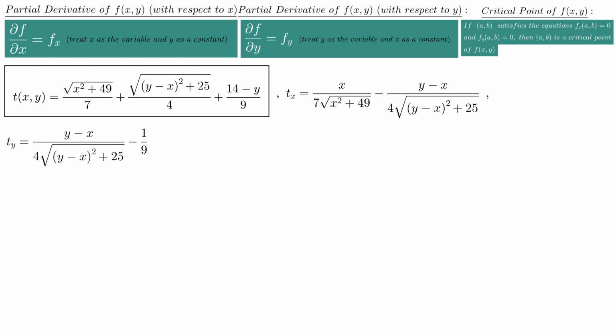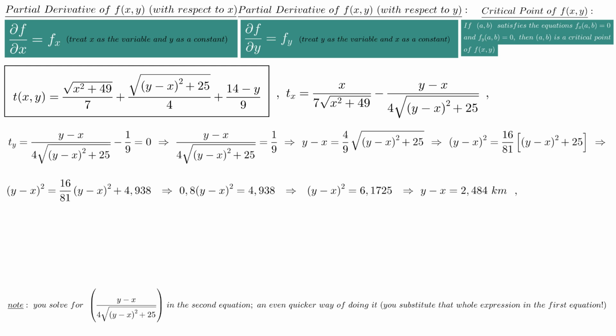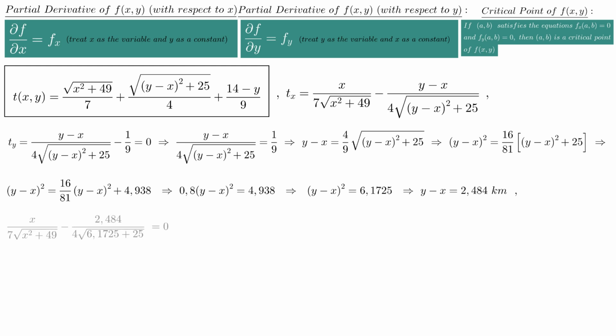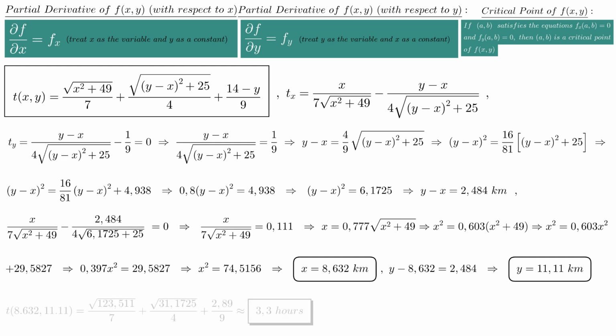Okay, so we solve for y minus x in the second equation, and we end up with y minus x equals 2.484 kilometers. And we substitute that into our first equation. We solve for x, and we end up with x equals 8.632 kilometers. And we solve for y in our first result, and we get y equals 11.11 kilometers. Now that we've got our desired x and y distances, we substitute these values in our time function, and we end up with t minimal approximately 3.3 hours.